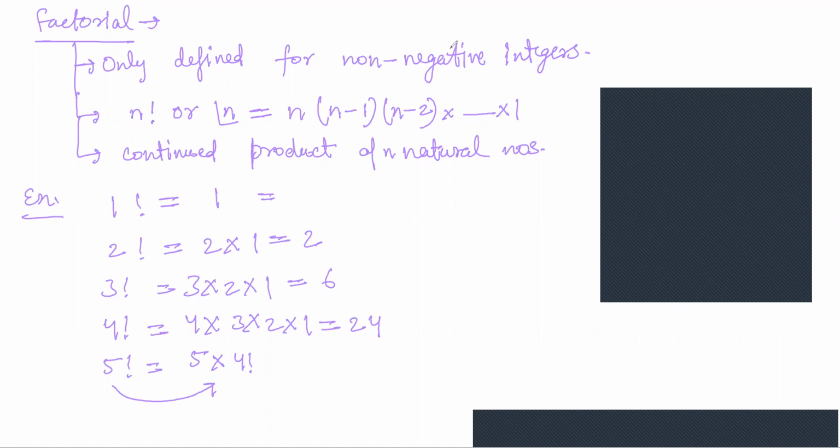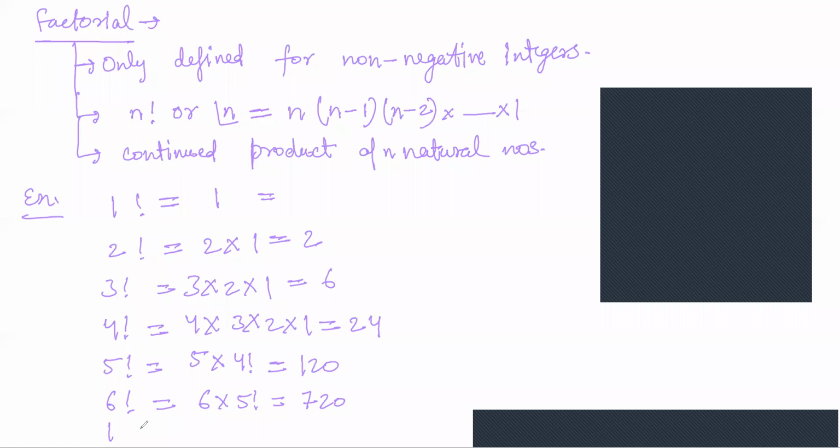If I multiply 6 and 5 factorial, it will become 6 factorial. So 5 factorial will be 24, which is the value of 4 factorial, into 5, which is 120. Then 6 factorial is nothing but 6 into 5 factorial, which is 720, and so on. You should know the value of 6 factorial. So you can calculate factorial like this.